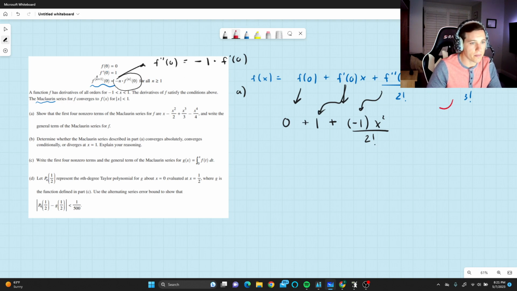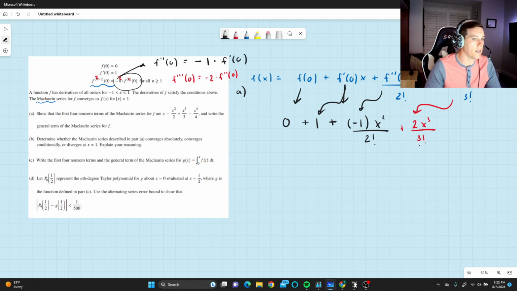Okay, the next one, to get the third derivative. It says to get the third derivative, now we're plugging in 2 for n. So to find the third derivative, it would be -2 times f double prime of 0, which was -1 from the previous part. So that means it's 2. So plus positive 2x cubed over 3 factorial. And then they want me to do one more. And did I get it right so far? Yeah. Remember, 3 factorial is 6. 2 divided by 6 is 1/3.